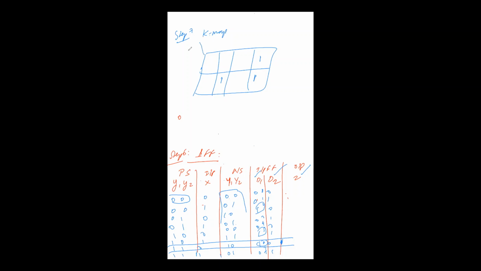Input here is Y1, Y2, and X. I have to group it. This is 0, this is 1, 0, 0, 0, 1, 1, 0. So you will group these two, and this is individual. So D1 will come out to be Y2 X bar plus Y1 Y2 bar X. Similarly, you can plot it for D2, and for Z also you can plot it.